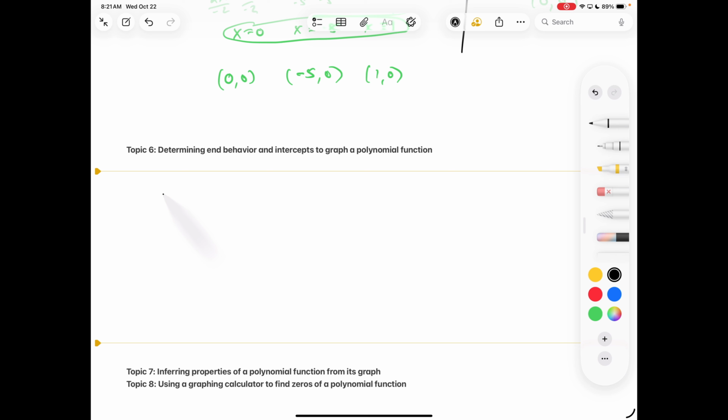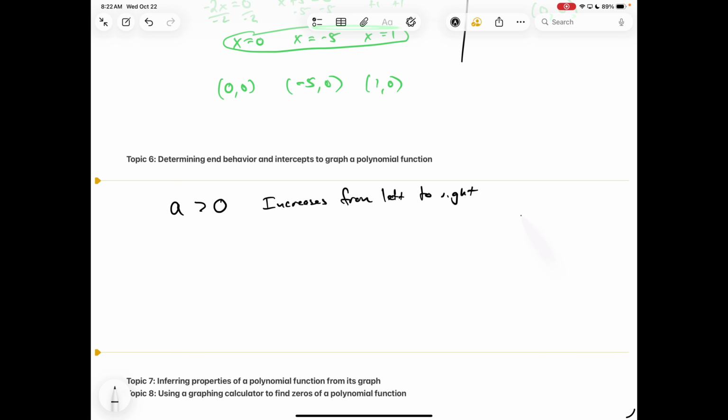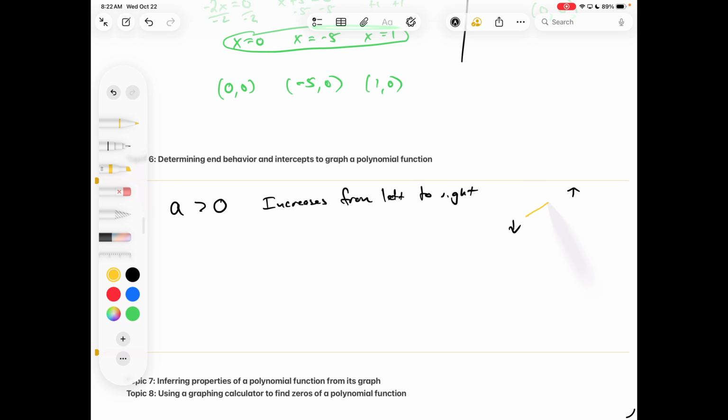The number out in front, okay? So they use A for that. If A is positive, I always think like it increases from left to right, okay? What that means is it's going to start low and finish high, because it's increasing as it goes from left to right. Does that kind of make sense in everybody's head that as I look at it from left to right, it's going up?